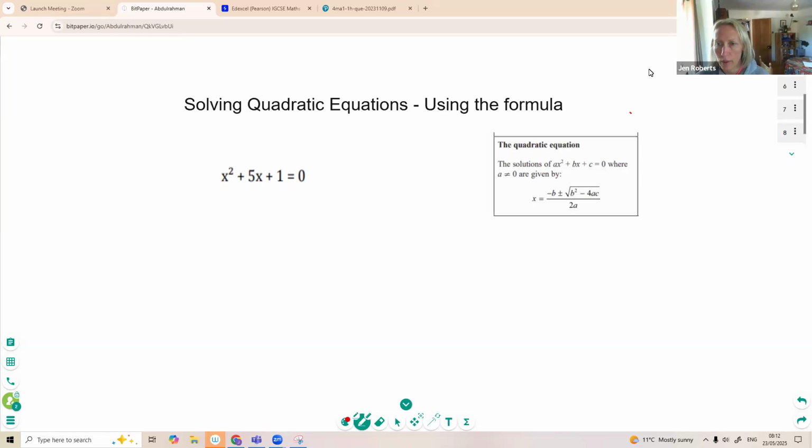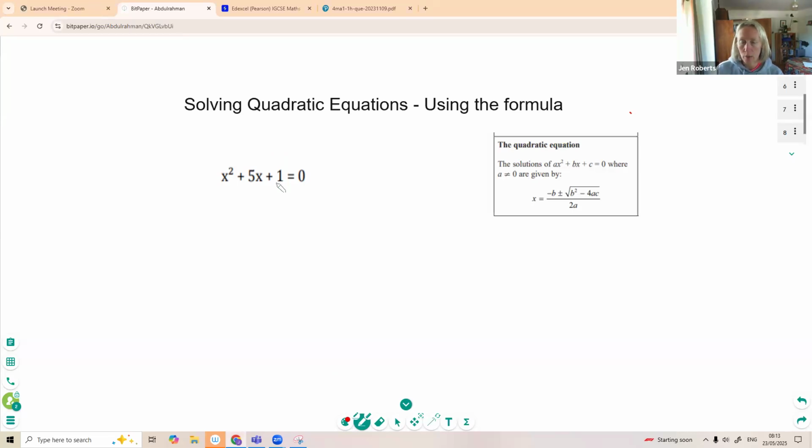So usually we use factorising if the solutions are integers or terminating decimals. We use the formula if you can't factorise it. For this example, if we were going to factorise, we'd be thinking, I need two numbers that multiply to get 1 and add to get 5. Well, that's impossible, isn't it? So we're going to use the quadratic formula to solve this quadratic equation.